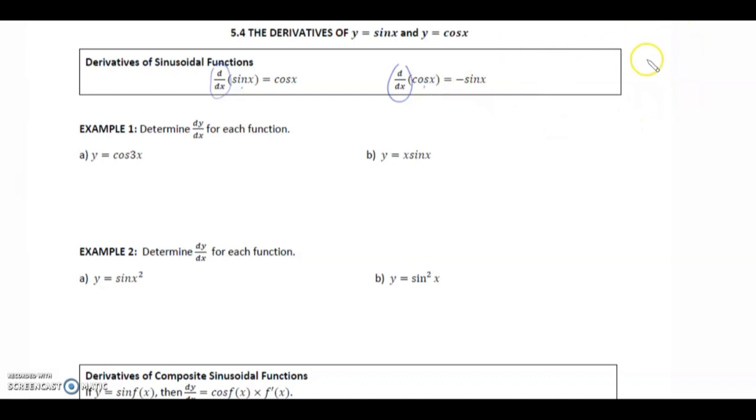So something that I used to do in university is I used to go to the side of my paper and I would write S for sine. So sine to cos is normal. If I had positive sine, I'm going to get positive cos. Now if I have cos, I'm going to have negative sine.